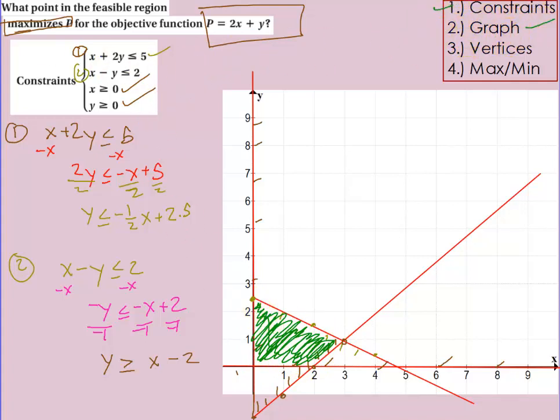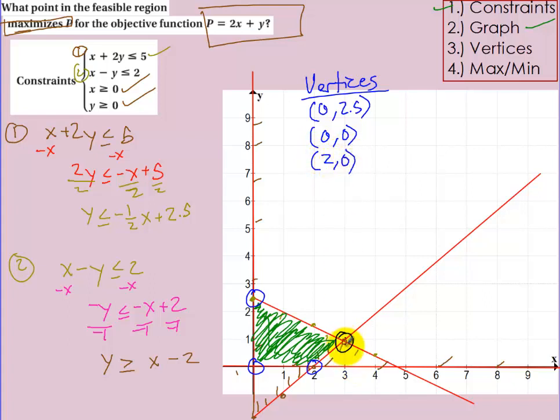I graphed it. Now, what are my vertices here? So the vertices, I'm going to say vertices. And the vertices, I'm going to circle in blue. It's going to be these 4. So what are the coordinates of each of those? Let's do the top one. It's going to be 0, 2.5. Bottom one's going to be 0, 0. This one's going to be 2, 0. And this one's going to be 3, 1. So those are my vertices, found them out.